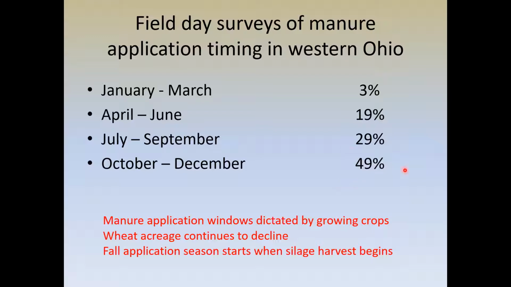Also emphasize, we do a lot of fall application. This is just a quick survey, just telling you that we do a lot of fall application of manure in Western Ohio. And then if you figured how much of this 29% from July to September is applied after silage harvest, we could easily be in that 65%, 70% area of manure that's fall applied rather than applied in this time period here in April, June, where we might be able to get plants to use it.